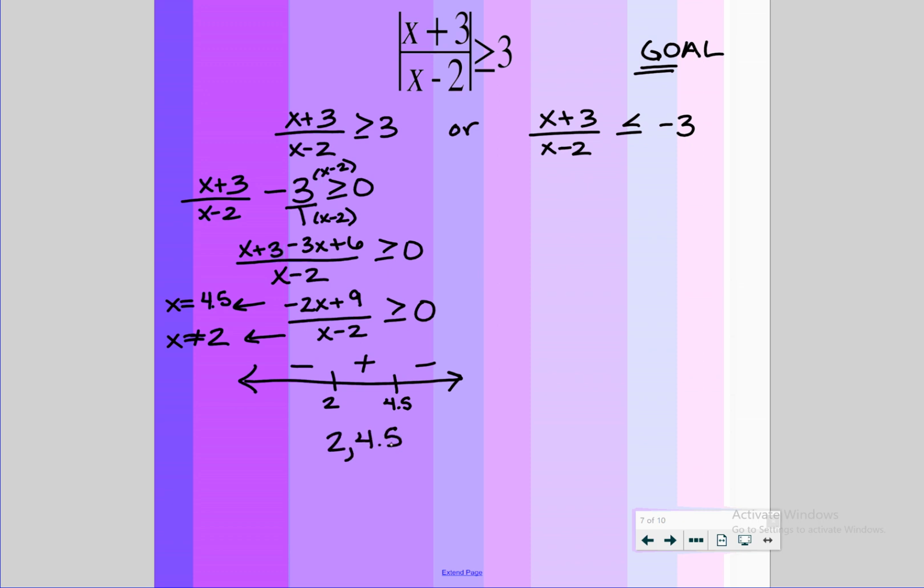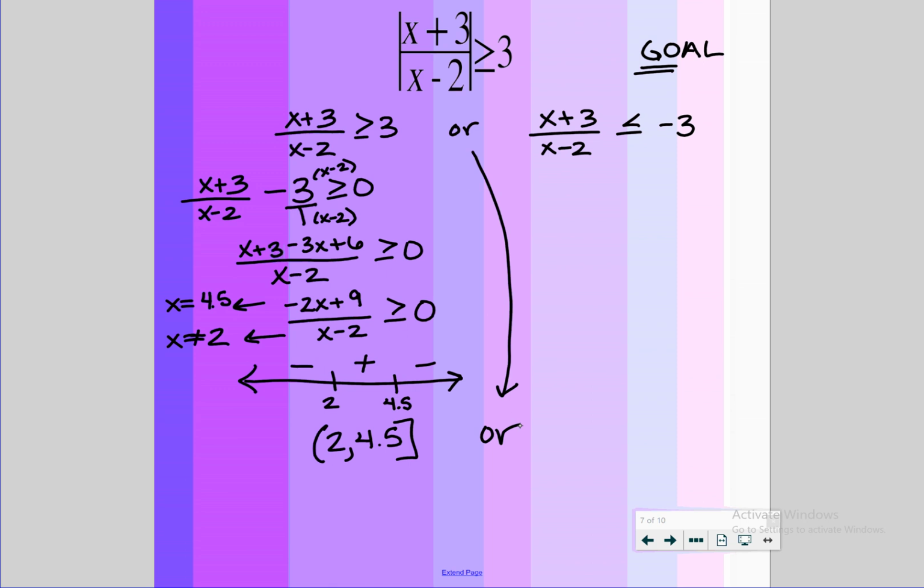I follow the inequality sign. That tells me to use a bracket, except at 2, because that's a domain restriction. Parentheses at 2, bracket at 4.5. Then we bring down our or, and we do it again for the second half of the problem.